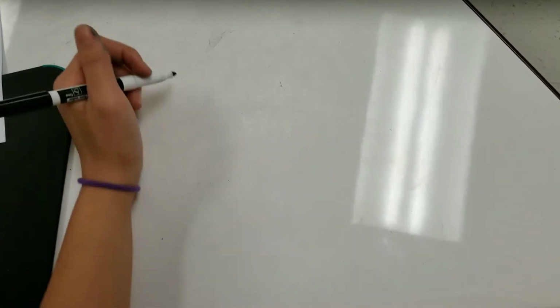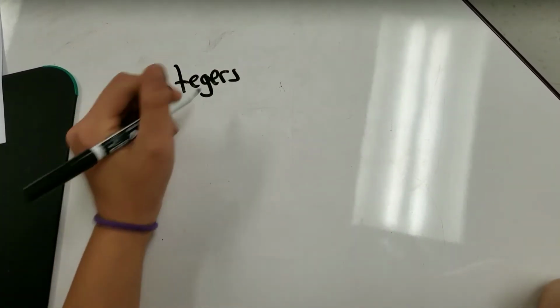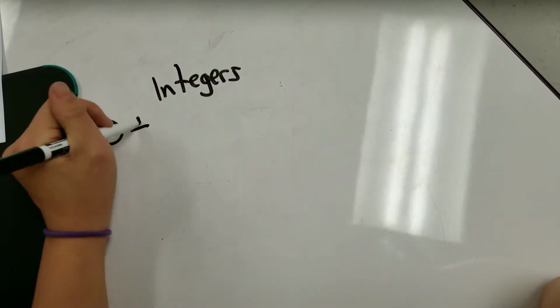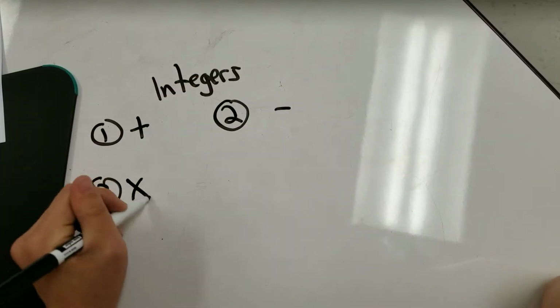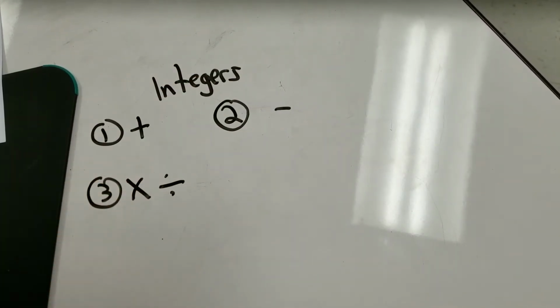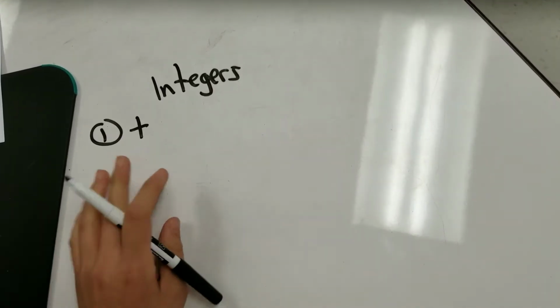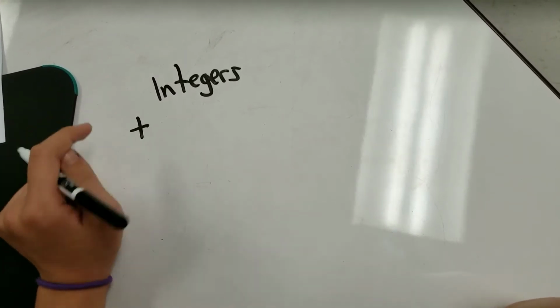Let's start with the one we learned first, integers. There are basically three main rules you should know for integers. The first one is adding them. The second one, subtracting them. The third one is multiplying and dividing them. The first rule for adding is actually pretty straightforward. What I like to do is make my students sing the song.